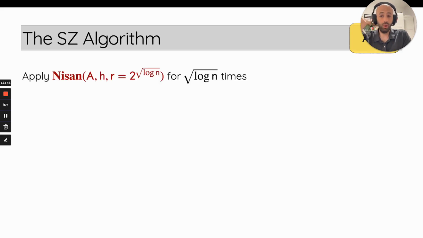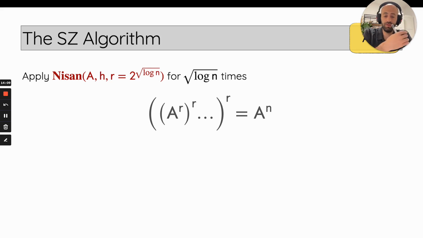And what's the original Saxon-Joe algorithm? They take Nissan's generator as an approximated matrix powering algorithm and do it iteratively. So they apply Nissan to the power of 2 to the square root log n, for square root log n times. Okay, so if you think about it for a minute, you'd get A to the n. Okay, but the obvious question is, with which h's?